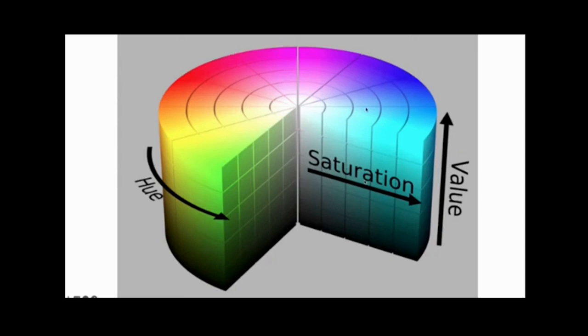Okay, this is just another representation of hue, saturation, and value. So as you notice on the very top on the round part, there are all your different hues. Your saturation is how much color is in those hues, and your value is the darkness and lightness of the hue.